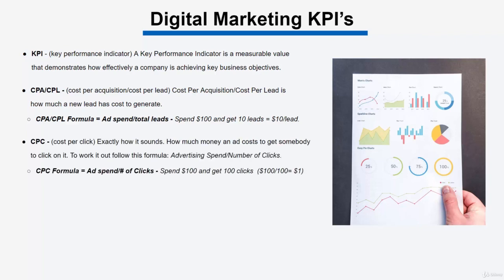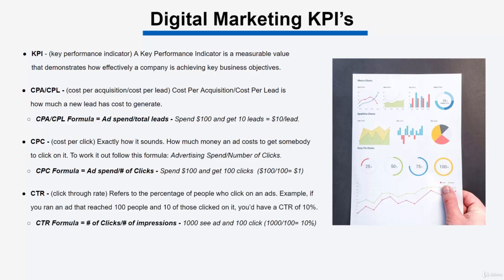Very straightforward. And so then we have the cost per click, CPC. And this is exactly how it sounds. How much money is spent to get somebody to click on our ad, right? And to work out this formula, it's ad spend divided by number of clicks. So let's say we spend $100 and we get 100 clicks. That's $100 divided by 100, which equals $1 per click. So for every $100 we're spending, we are getting 100 clicks, and each click costs us $1. Very straightforward as well, and very easy for us to understand.